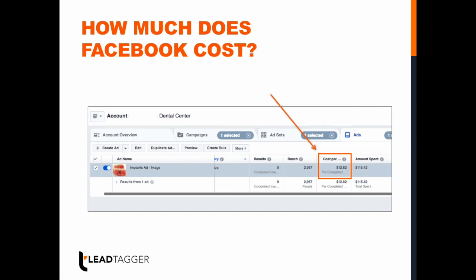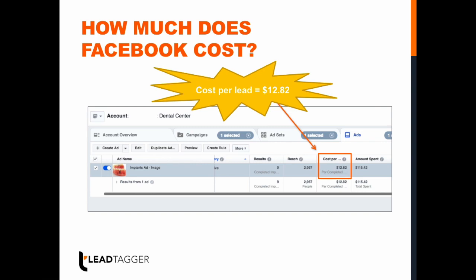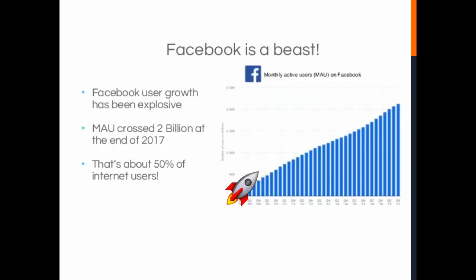Now Facebook, aside from the $12.82 cost per lead, is a beast. It's growing every single quarter. It's experienced explosive growth. The monthly average users crossed 2 billion at the end of 2017. That's about 50% of internet users, so almost half of everyone who uses the internet is on Facebook. And that's even more in the United States. Everyone who uses the internet is on Facebook, believe it or not. So if everyone is on Facebook, you want to make sure you are on Facebook as well.